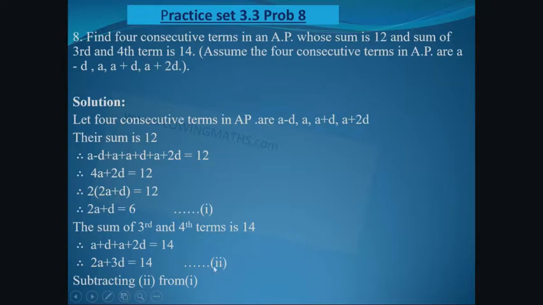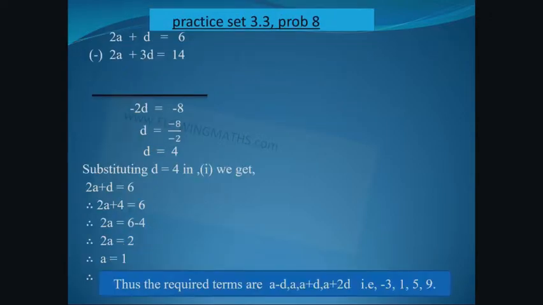So now you have 2 equations. Equation 1, 2a plus d is 6. Equation 2, 2a plus 3d is 14. Now we can easily find the values of a and d. So 2a plus d is 6, 2a plus 3d is 14, and when you subtract, the 2a gets cut. So d minus 3d is minus 2d. 6 minus 14 is minus 8. So d is minus 8 by minus 2, so d is 4.